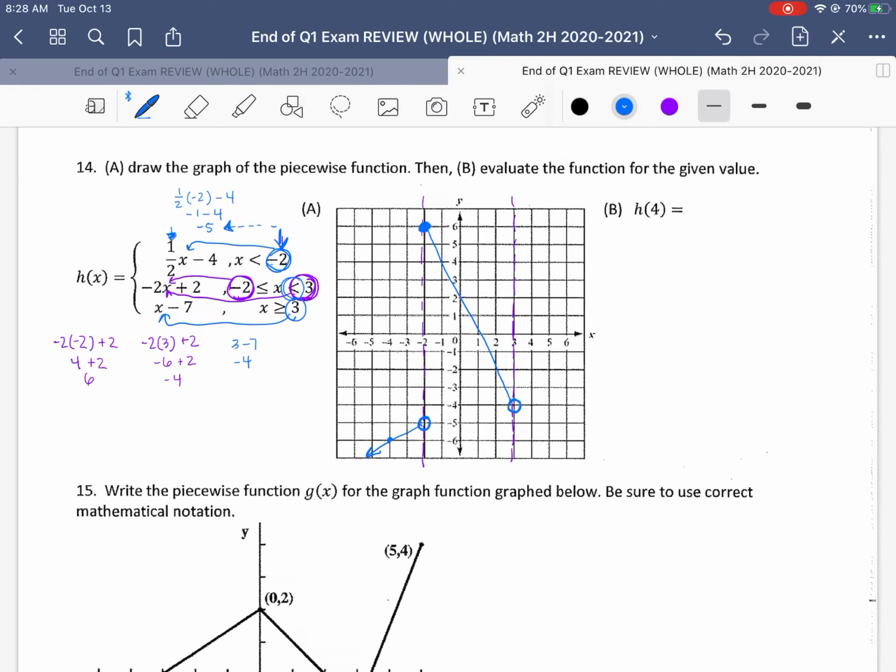So on that barrier at 3, oh, this one's going to be at -4 as well. Notice those are the same point there. So that's actually going to fill that circle in because it includes that one. And then it looks like we have a slope of 1. So 1 over 1. So I'm going to go up 1 over 1, up 1 over 1. And this line is going to head off this direction.